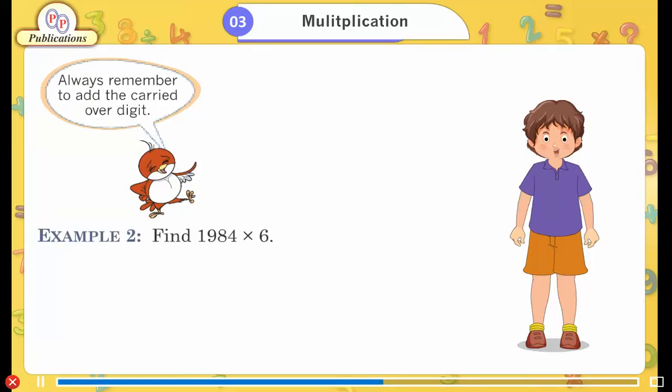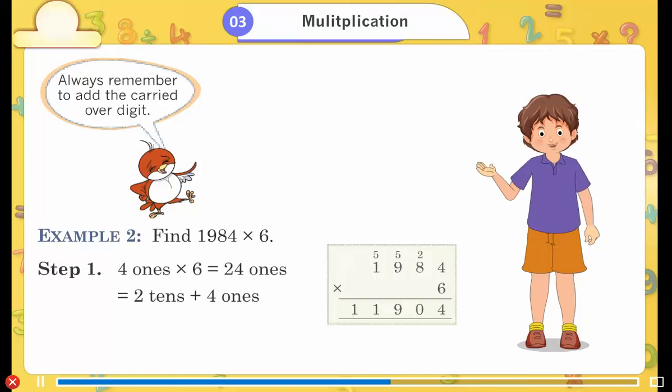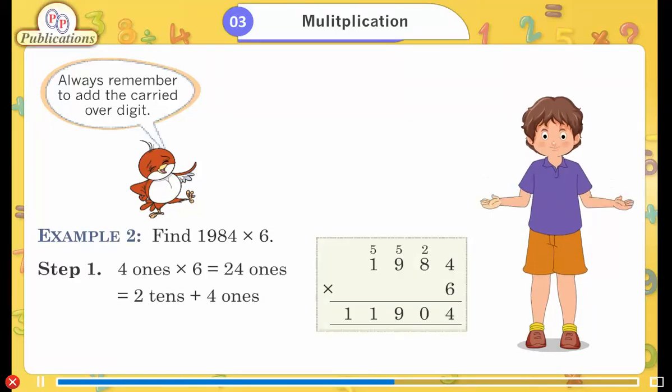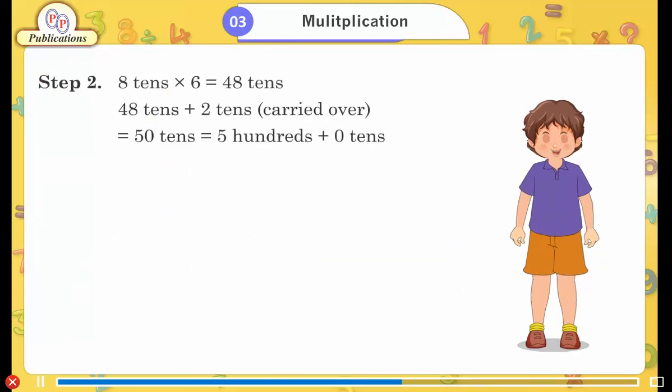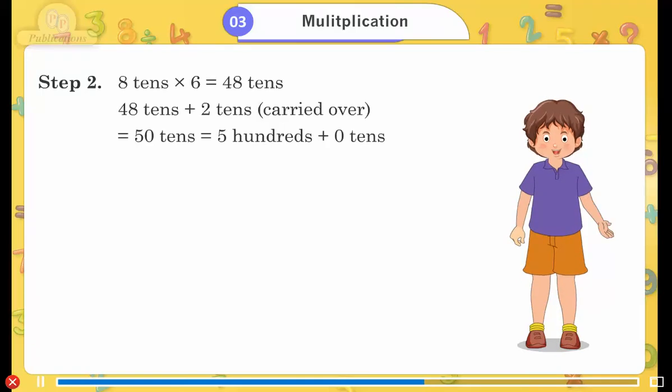Example 2. Find 1984 × 6. Step 1. 4 ones × 6 = 24 ones = 2 tens + 4 ones. Step 2. 8 tens × 6 = 48 tens. 48 tens + 2 tens carried over = 50 tens = 5 hundreds + 0 tens.